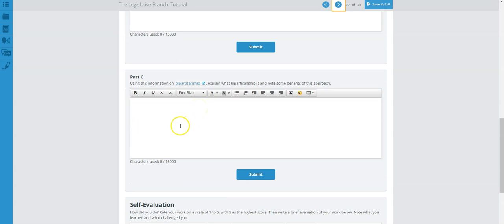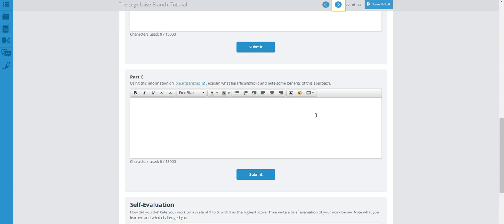Part C is saying, using this information on partisanship, make sure you click on this. This is a link that will guide you to another page and should give you plenty of information. But this is saying, using this information on bipartisanship, explain what bipartisanship is and note some of the benefits of this approach. Again, you have to go to this link in order to be able to answer the question. And again, we're looking for a good solid paragraph that shows comprehension. Not one sentence, not two sentences, but a good paragraph.